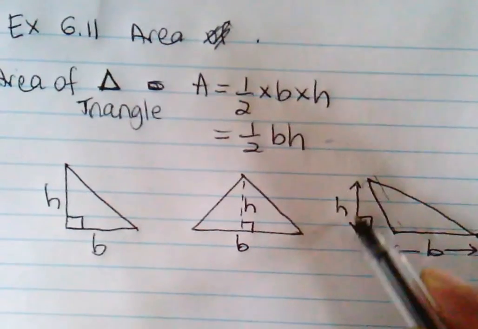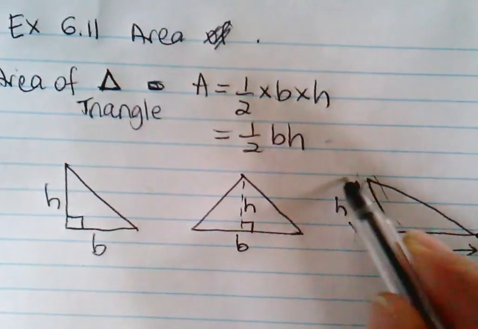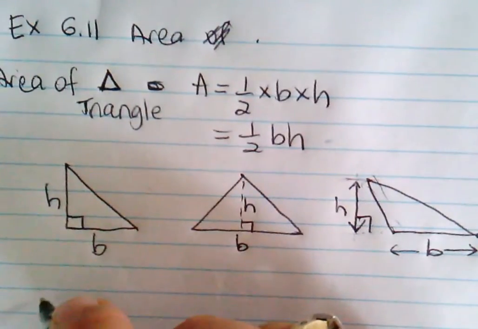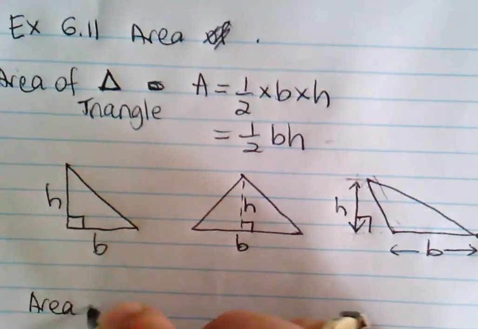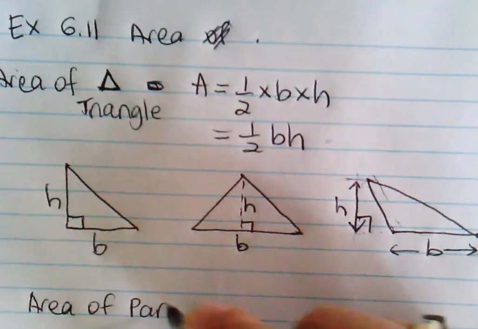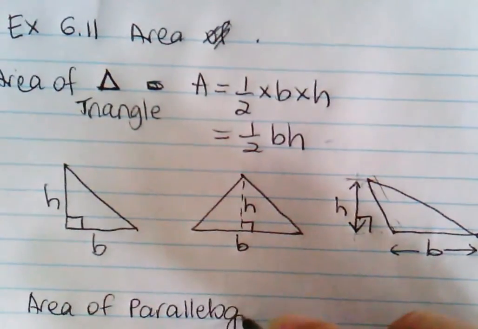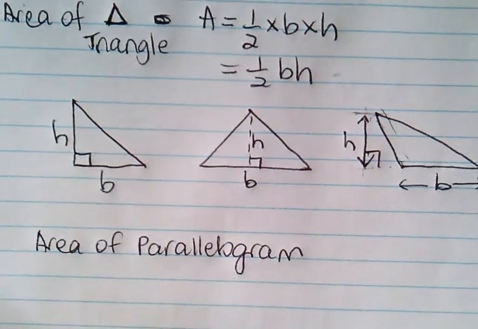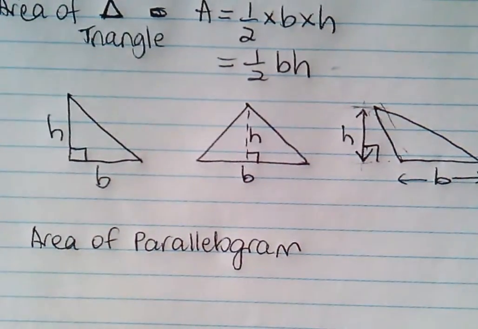So girls, height is just how high up does this thing go from the ground. That is what height is. Height is measured at right angles to the base or the ground. Got it? So area of a triangle, half base height. Next one, area of a parallelogram. I don't need to do examples of these, do I? I'm sure you're good at triangles.